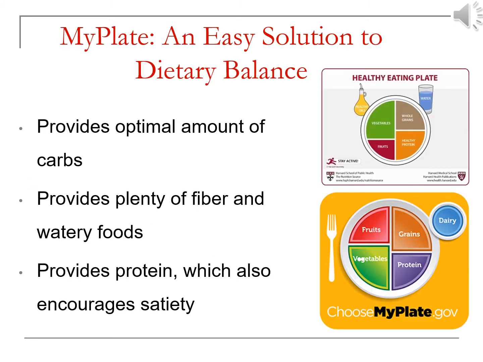MyPlate is the perfect tool for optimizing dietary balance. The grains, dairy, and fruit sections provide carbohydrates, which give us energy and contain many nutrients that are unique to these foods. But since they are balanced out with non-starchy vegetables and protein, we are more likely to receive an optimal release of insulin. The non-starchy vegetables and protein have almost zero carbs in them. Protein foods help to induce satiety or fullness, and non-starchy vegetables have fiber and a high water content, both of which encourage satiety.